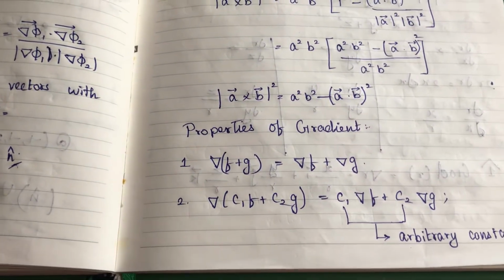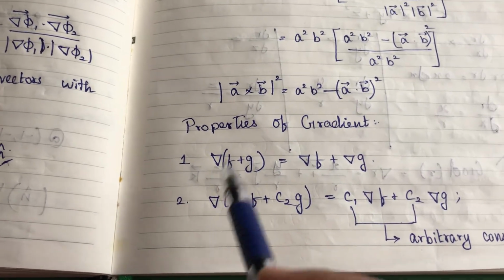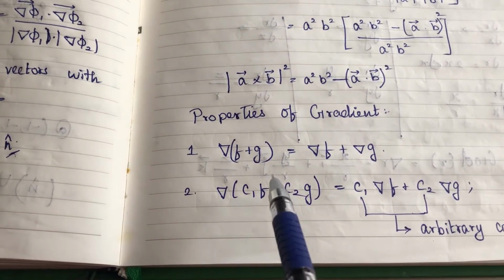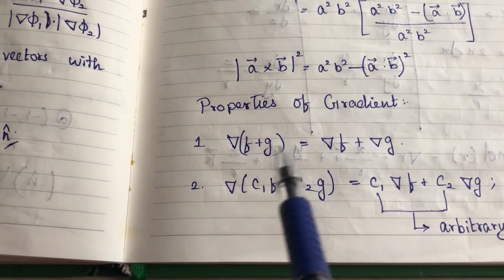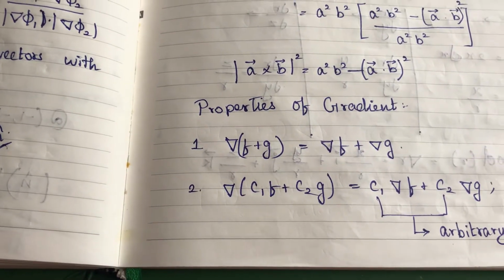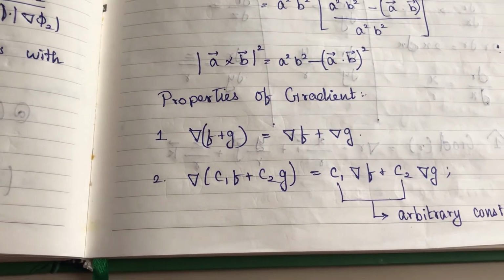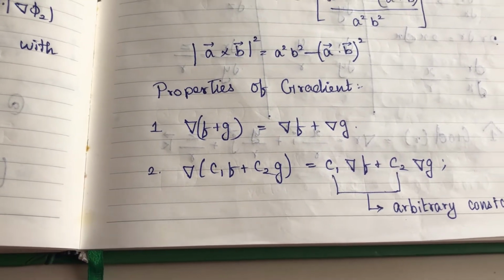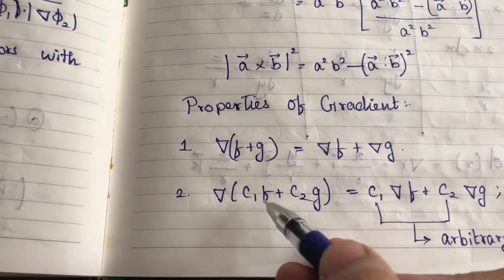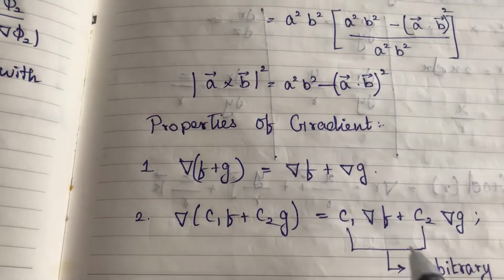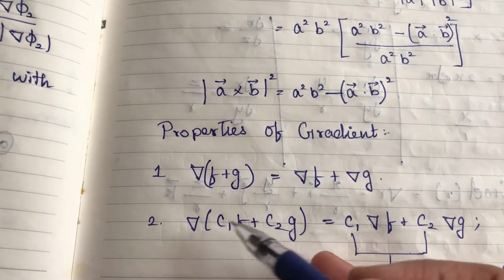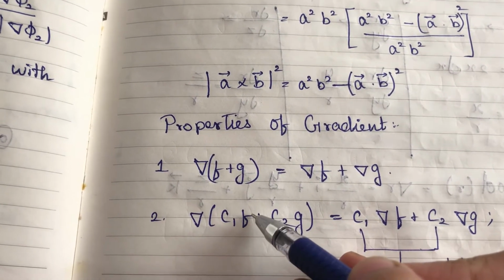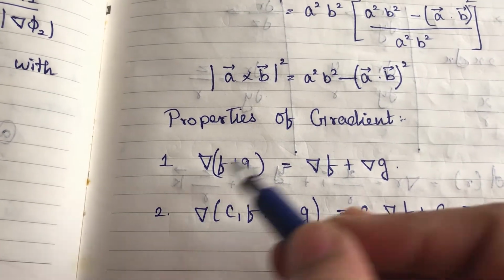Next, properties of gradients. There are some properties. Del of two different functions added, we can write it as separate functions. The same applies here. Del of C1 into F plus C2 into G. These are two constants and these are two functions, so we can write this as C1 into del F plus C2 into del G.